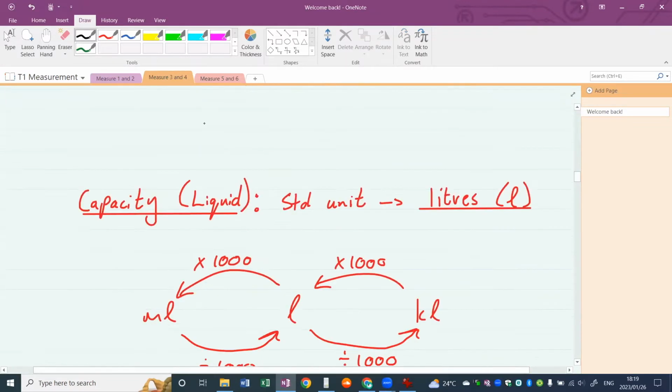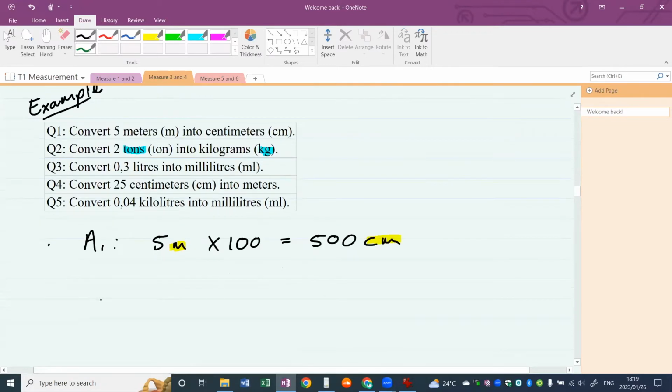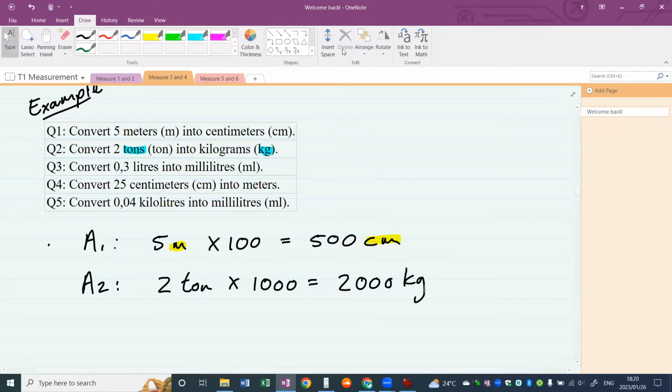Let's go to the question. We need to multiply by 1,000. So, the answer for the second question: I've got 2 tons, and I need to multiply by 1,000 to get to kilograms, because there's 1,000 kilograms in every ton, and this is obviously going to be 2,000 kilograms. I'm not going to use the calculator for this. You don't need to check it.